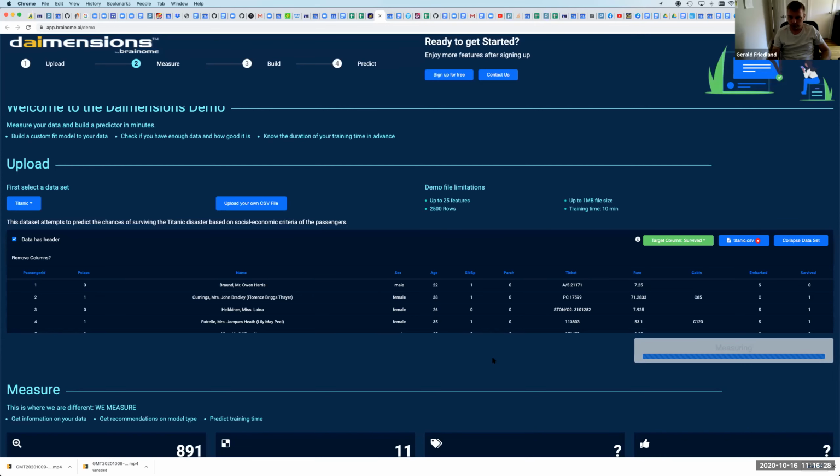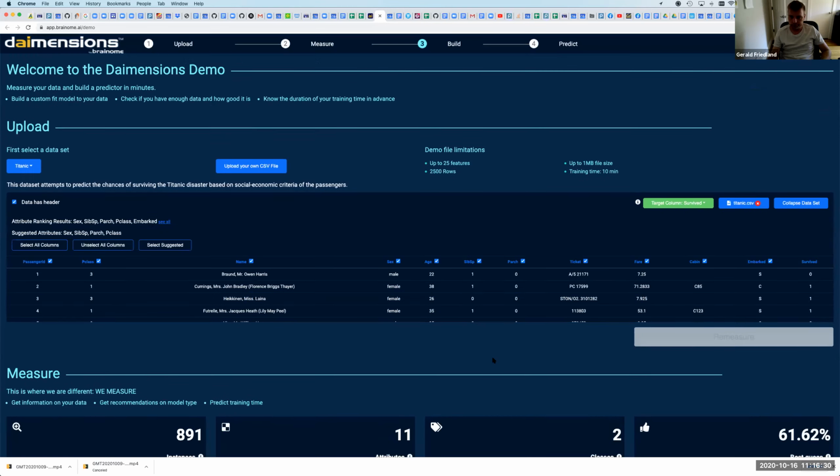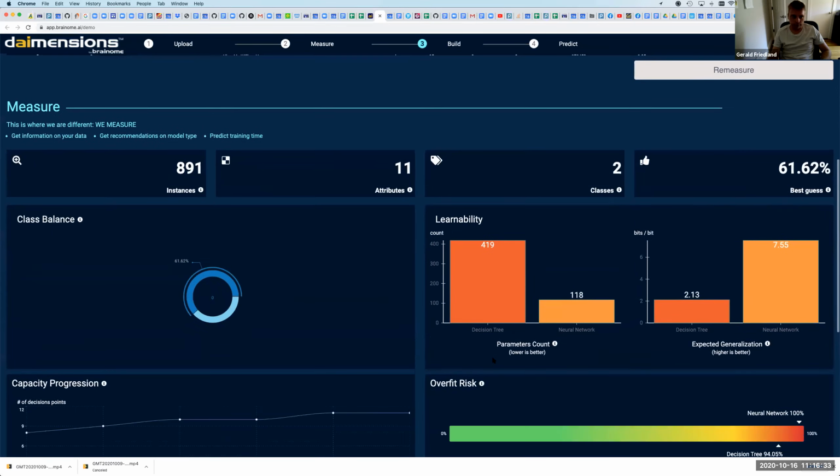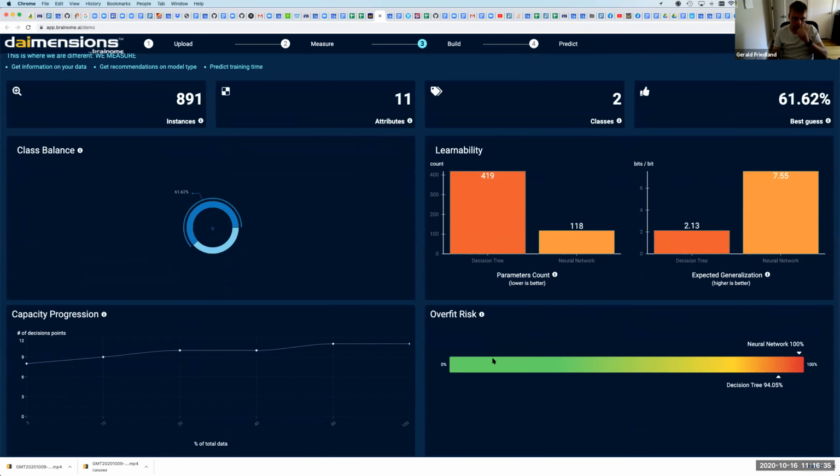So we're measuring. Now we have a result. First of all, it tells us we did a test transfer: 891 instances, 11 attributes, 2 classes. The best guess accuracy, if you just say not survived, is 61.62%. This comes from the class balance: not survived is 61.62 and survived is 38.38.